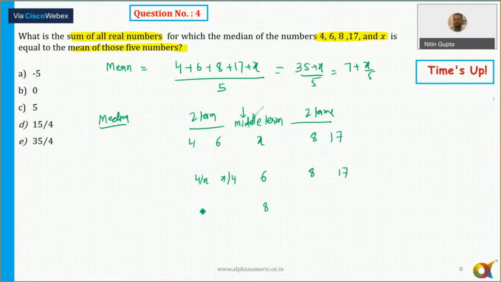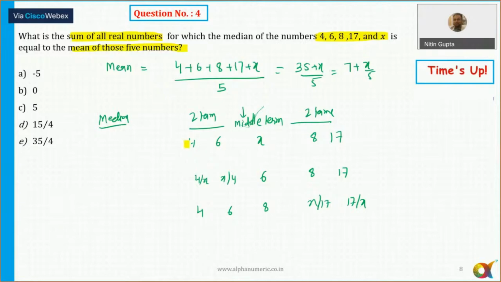Before 8, I need two numbers, and those two numbers can be 4 and 6. After 8, I need two numbers, so it can be x and 17, or 17 and x. So there are three different possibilities here. In the middle, there can be only three possible terms. So let's start solving all the cases one by one.